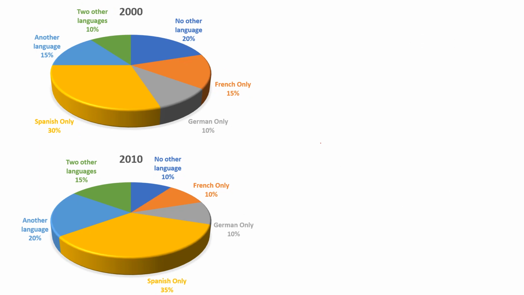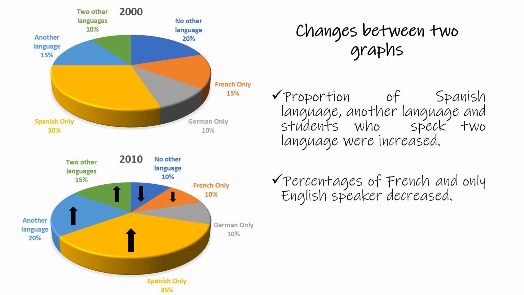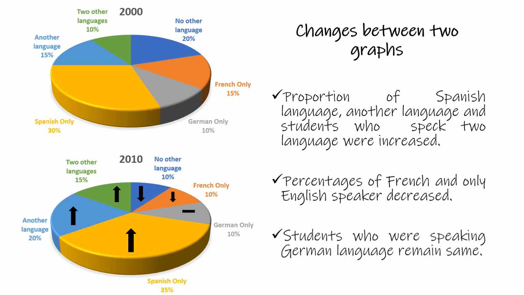Let's begin to interpret the graph. Here are the changes between the 2 graphs. First, the proportions of the Spanish language and of students who enrolled in 2 languages increased. Second, the percentages of French and English language pupils decreased. And third, students who studied the German language remained the same. Understand: the proportion of Spanish language and students who enrolled in 2 languages increased, while the percentages of French and English language pupils decreased. And students who studied the German language remained the same.